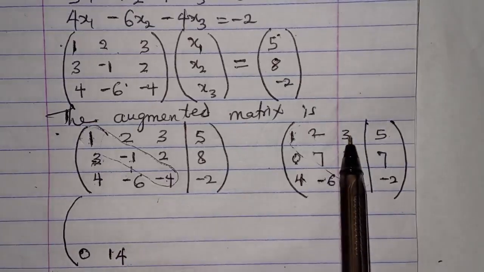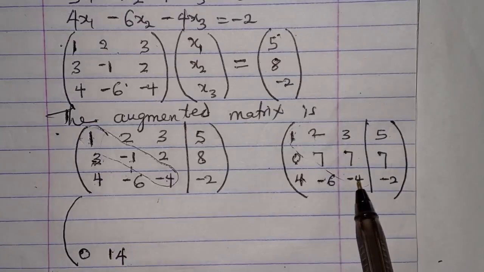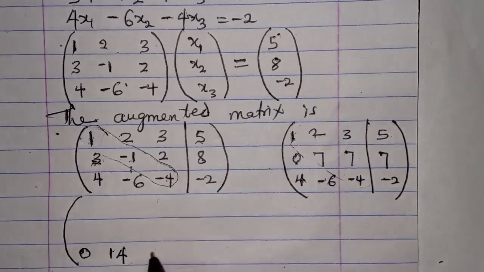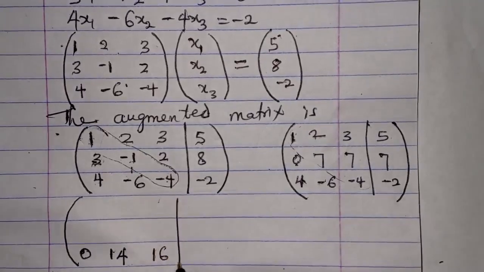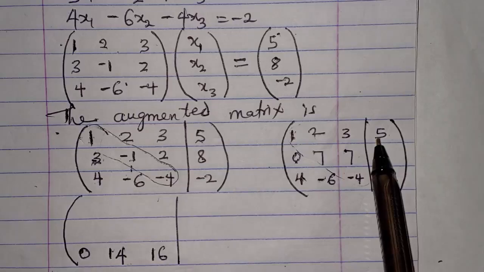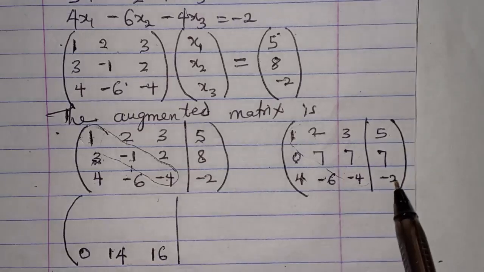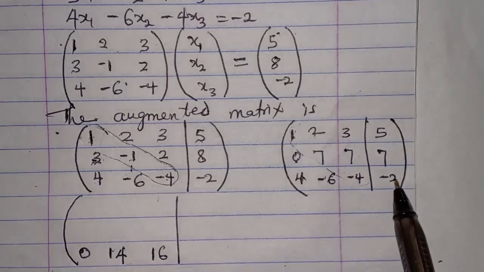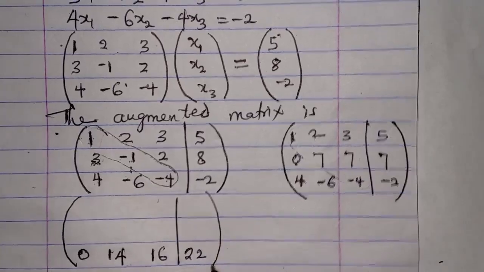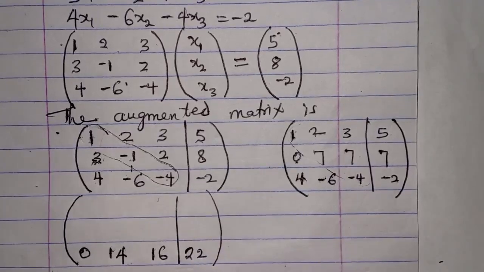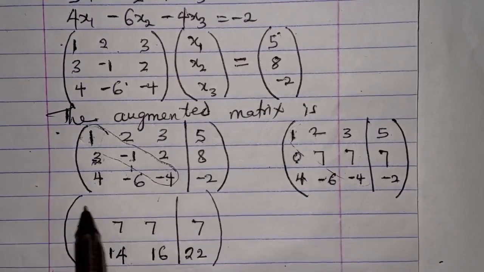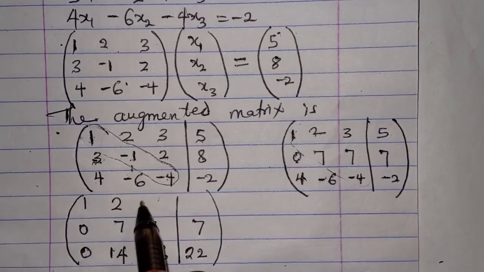4 times 3 is 12. 12 minus minus 4, that's 12 plus 4, and 12 plus 4 is 16. 4 times 5 is 20. 20 minus minus 2, that's 22. All other entries remain. 0, 7, 7, 7, 1, 2, 3, 5.